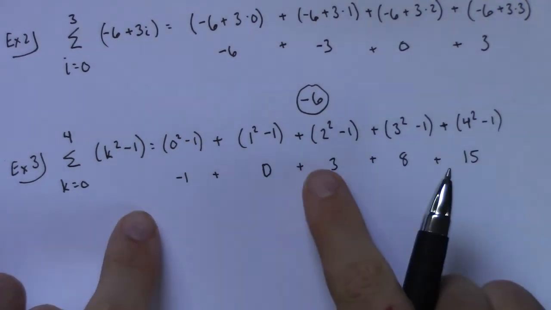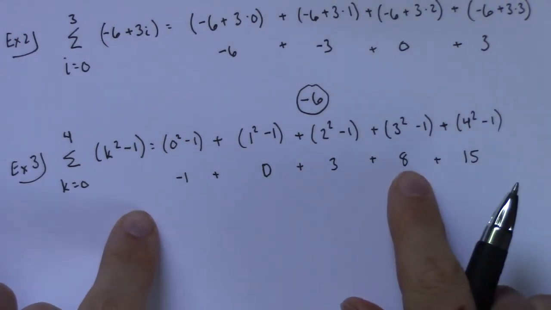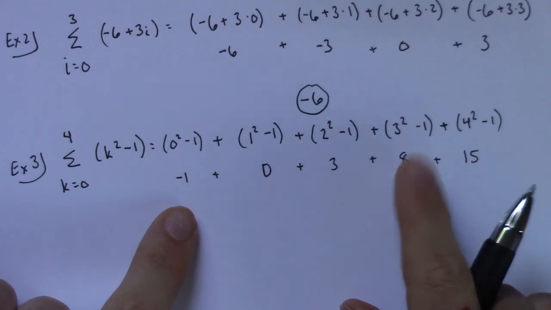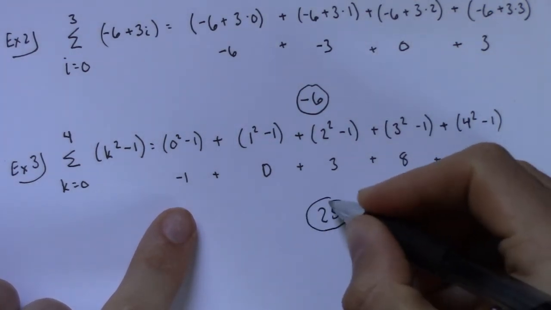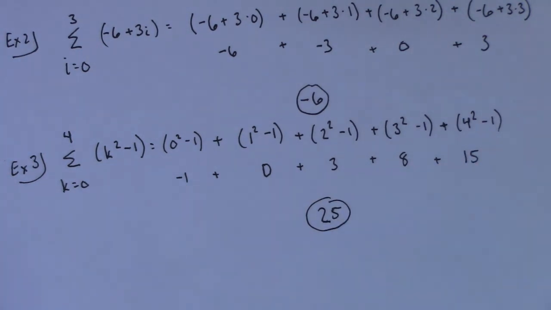We combine our numbers right here. 3 and 8 make 11. Take away 1 is 10. 10 plus 15 gives us a final answer of 25. And that's what we're looking at right there.